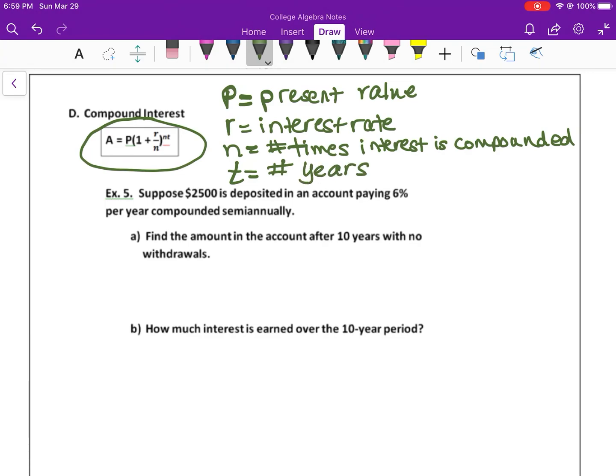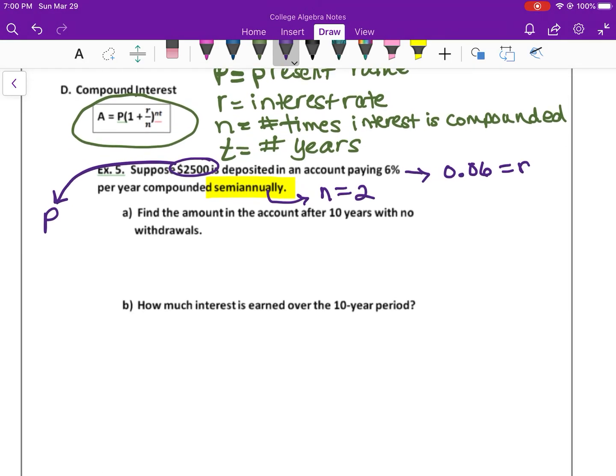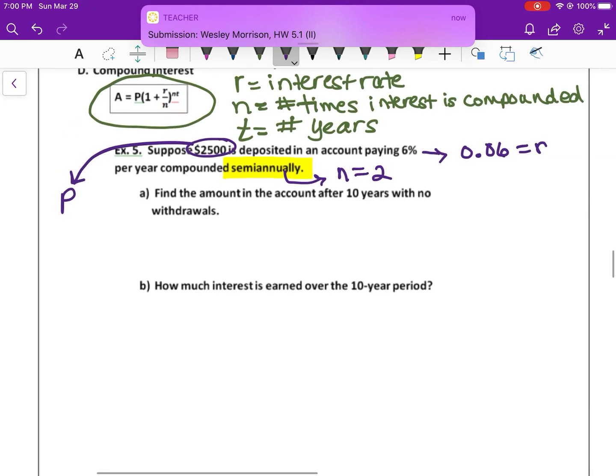All right. Suppose $2,500 is deposited in an account paying 6% per year compounded semi-annually. So we see semi-annually, that's going to indicate that your N is 2. The 6% is 0.06. That's your interest rate. The $2,500, that's the P, that's the present value. And we want to find the amount in the account after 10 years. So that is going to be our A.